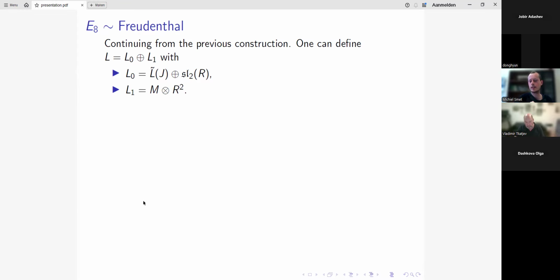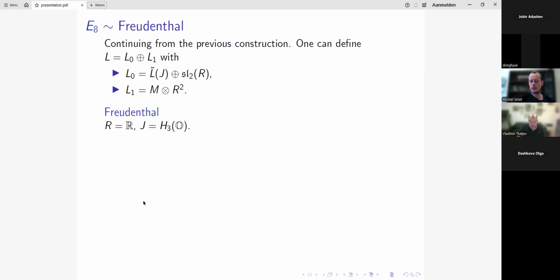And the other direct summand is SL2R, which has a natural action on R squared. If you have a direct sum of Lie algebras, with one acting on one module and the other algebra acting on another module, the direct sum acts on the tensor product of both modules. This defines most brackets of this Lie algebra. If you want to be complete, you also need to define the bracket of L1 times L1 to L0, but I won't do that here.